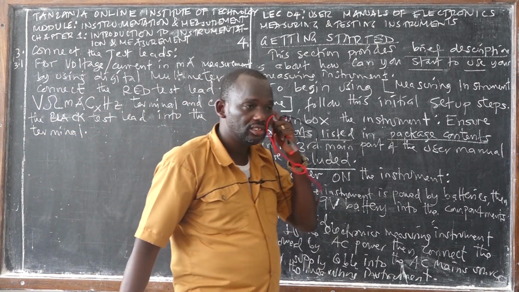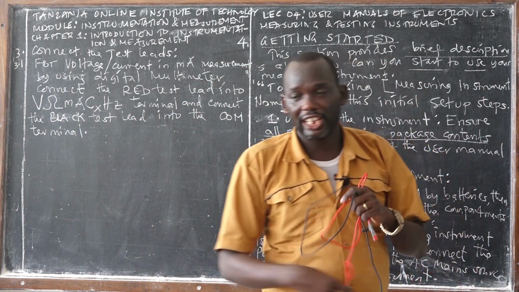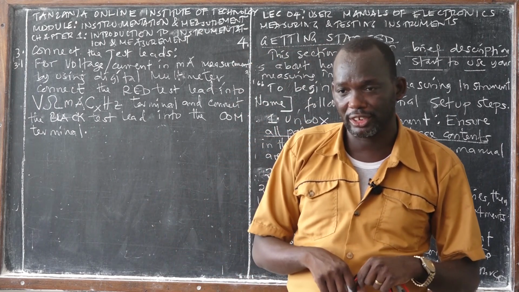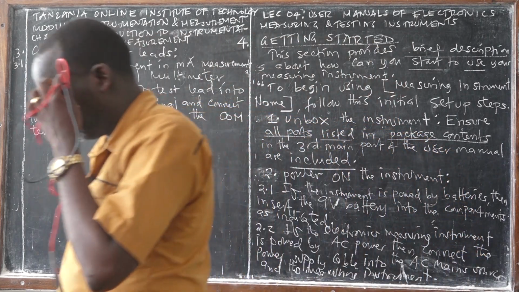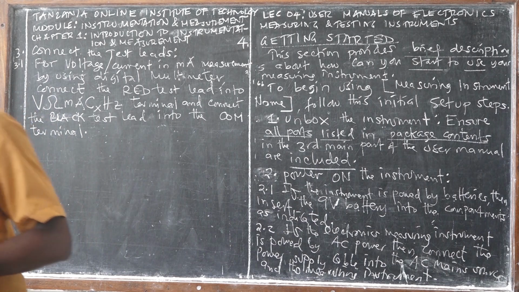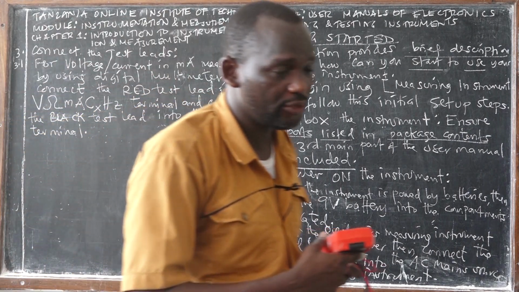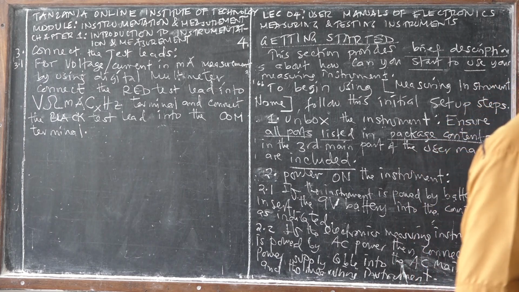Say common. Okay, now take your digital multimeter. Take the image of your digital multimeter. If you don't have one, maybe you don't have the band or whatever, just share with your neighbor. Check it from your neighbors. Take your digital multimeter.